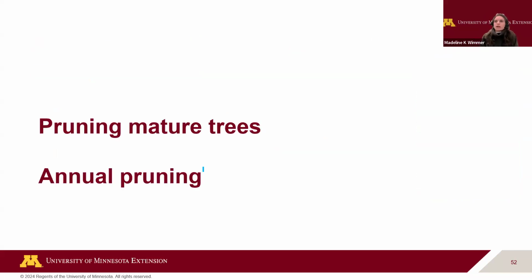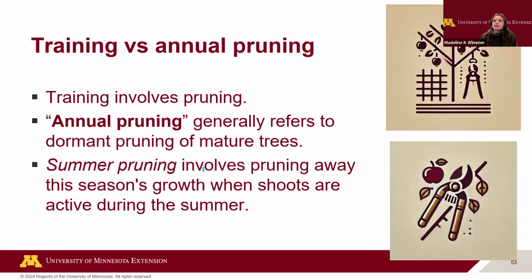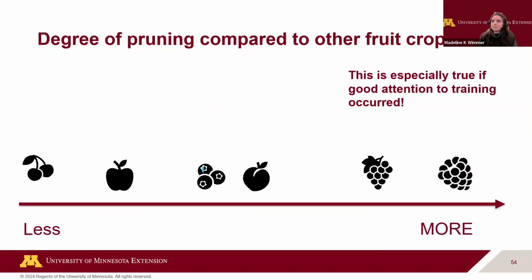Now we'll jump into talking about pruning mature trees, annual pruning. So I mentioned that training involves pruning. When you hear annual pruning, this generally is going to be referring to pruning mature apple trees. And then you may hear a term called summer pruning, which I just wanted to briefly touch on. And that is not what we're talking about today, but that's going to be basically pruning off this year's growth, green growth during the growing season.